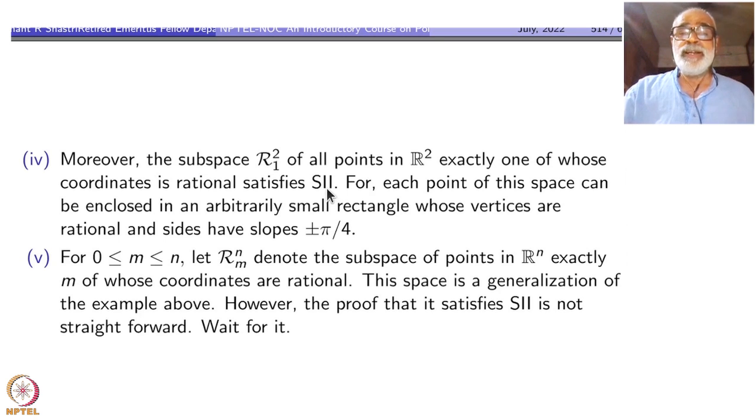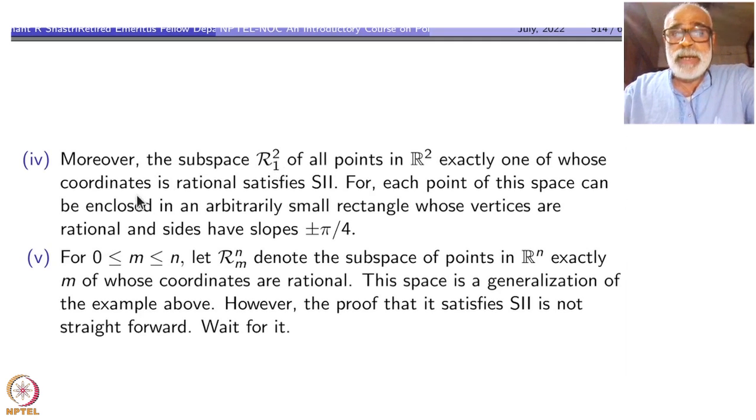To see this, you can't use products and so on. It is not a product space now. So you have to directly say that for each point, you must be able to get a neighborhood, an open subset, such that the boundary of that is empty. That is what you have to do. So how do you do that? Each point of this space can be enclosed in an arbitrarily small rectangle whose vertices are rational. If the vertices are rational, they are not inside R2,1, remember that.